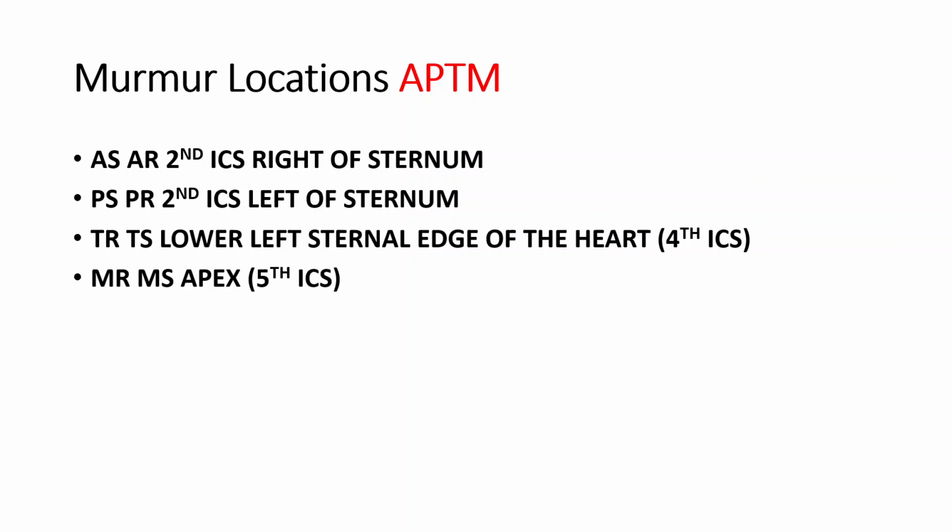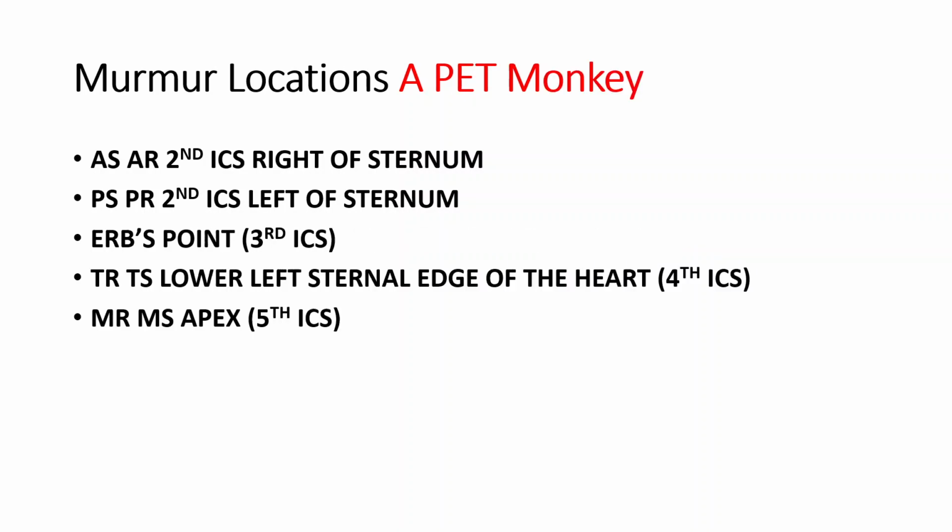Aortic stenosis and aortic regurgitation, second intercostal space, right. Well, this slide is just describing what we've been talking about. A pet monkey, with the Erb's point in the third intercostal space. I hope you got the gist. It's easy. Using your RED C and SAD REP, you will be able to quickly remember and identify the location of most of the murmurs that are required in PLAB.